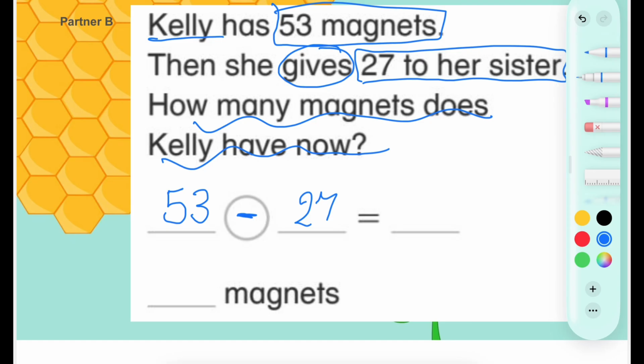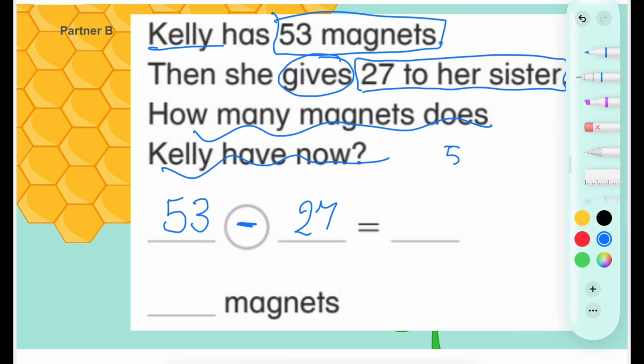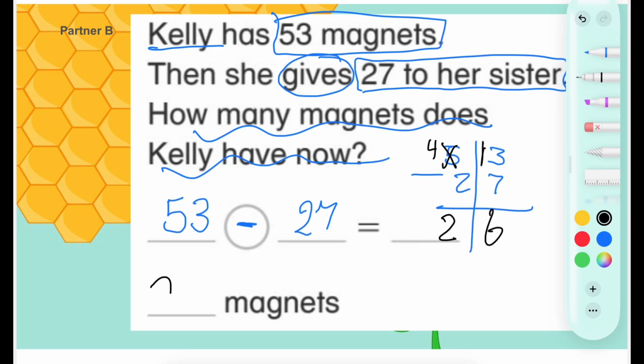Now, we're going to work our problem out. So, we are now going to write 53 with our invisible line down the middle, 27. Now, ask ourselves, do we have enough? And we don't. So, this becomes 4. This becomes 13. Put 7 in our head and count up to 13. 7, 8, 9, 10, 11, 12, 13. 6 ones. Put 2 in your head, count to 4. 2, 3, 4. 2. So she has 26 magnets now. We got that from the text.